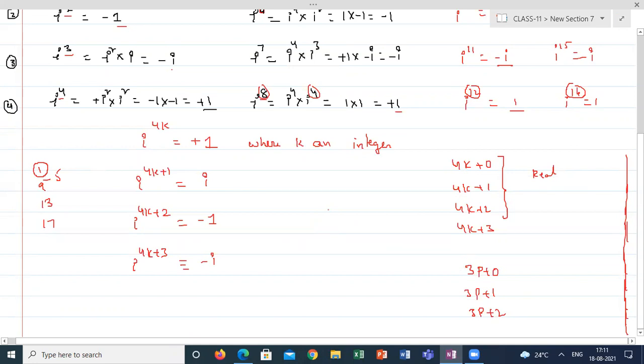i^(4k) is equal to 1. i^(4k+1) is equal to i. i^(4k+2) is equal to minus 1. i^(4k+3) is equal to minus i. You can remember it simply like this, guys.